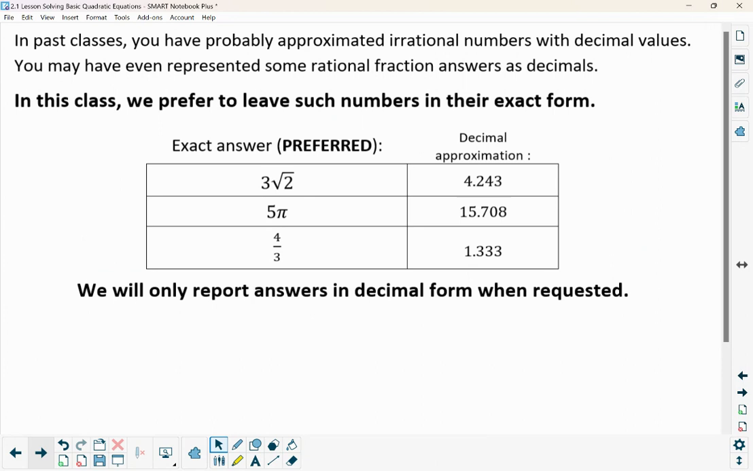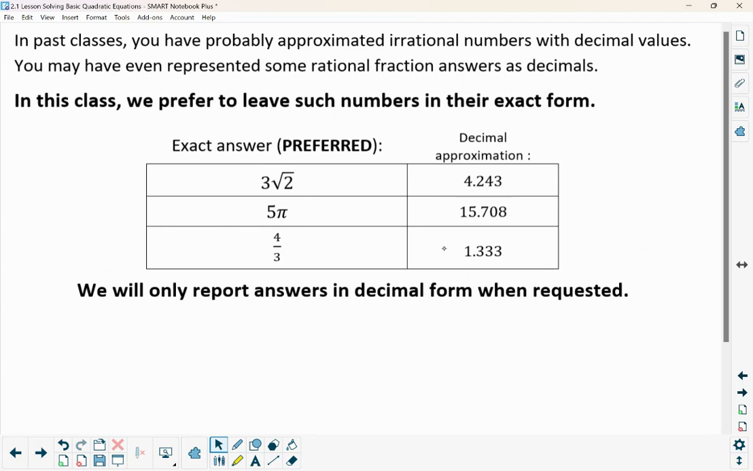In past classes, when you've had an irrational number as your answer, you've probably reported your answer in a rounded decimal form. This might even be true with some rational answers as well, like you've probably been rounding a lot. In this class, we prefer to leave such numbers in their exact form. So if your answer is 3 root 2, that's what we prefer you to give as your answer, not the decimal approximation. I mean, it definitely is approximately equal to that.